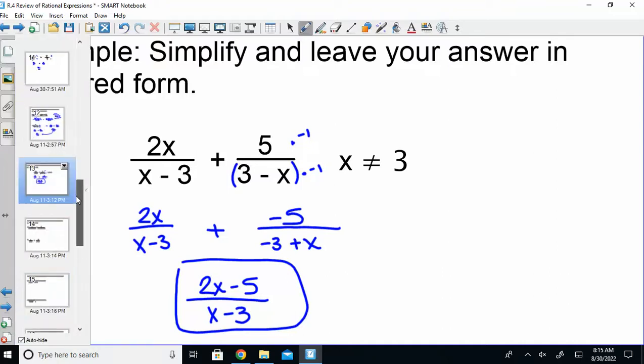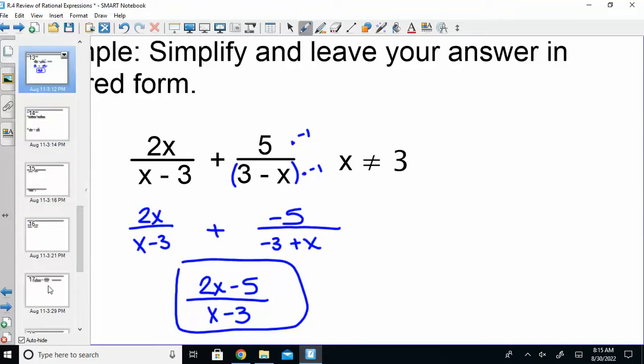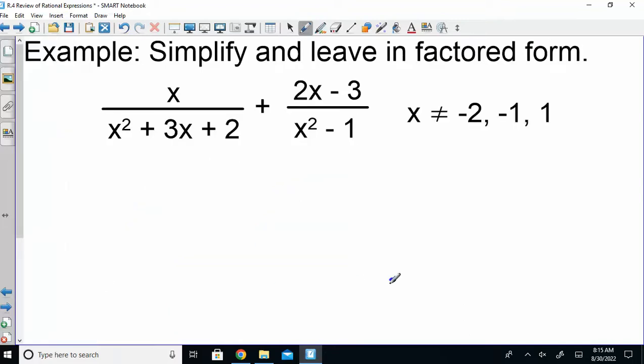Let's try. Do a more interesting problem.